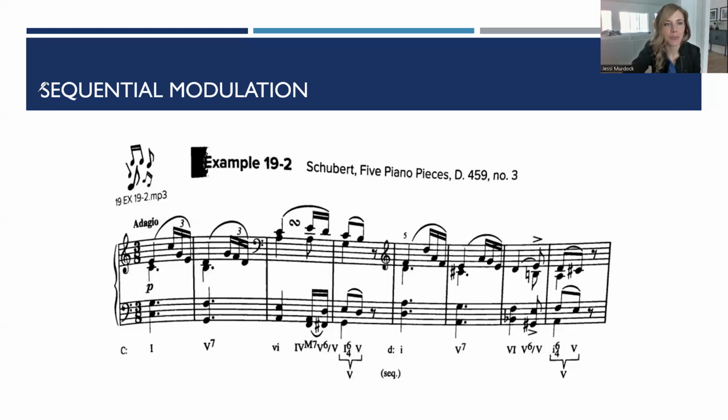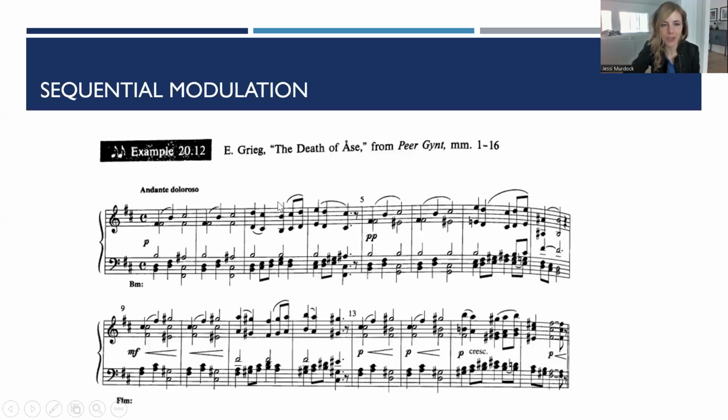All right, so some more examples of a sequential modulation. This is from Grieg. This whole first line is going to be in B minor, and then he does the same thing in F sharp minor.